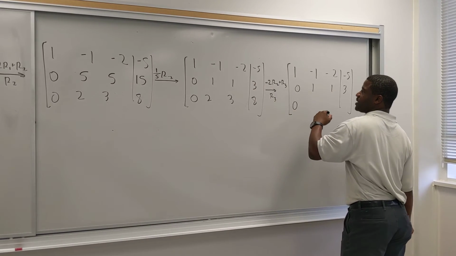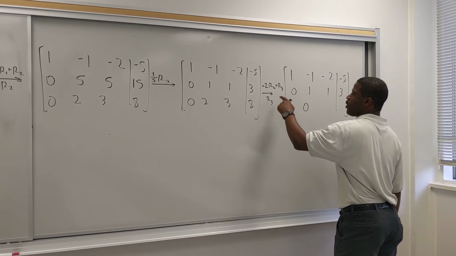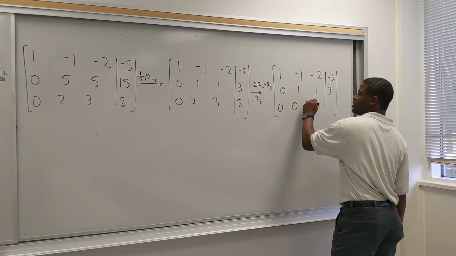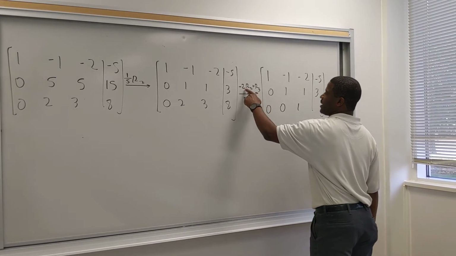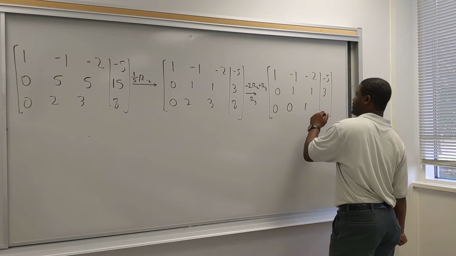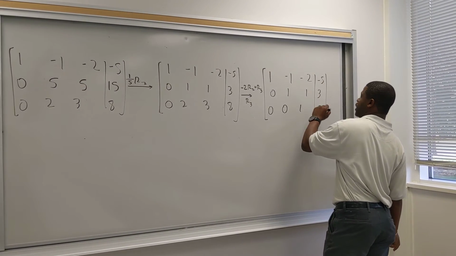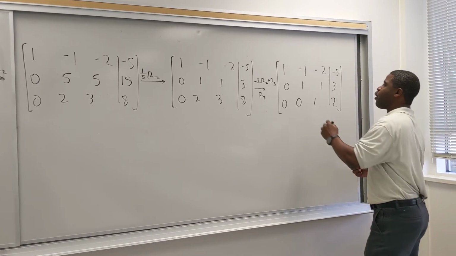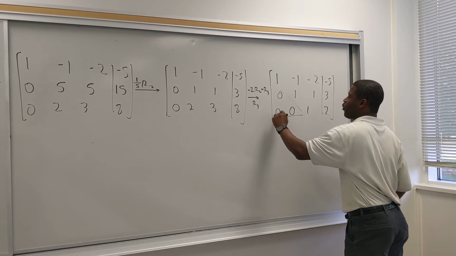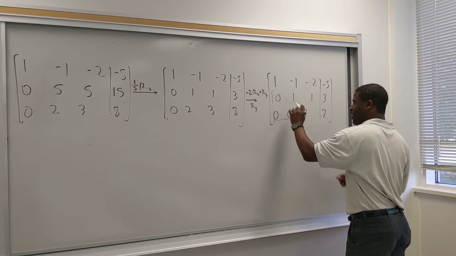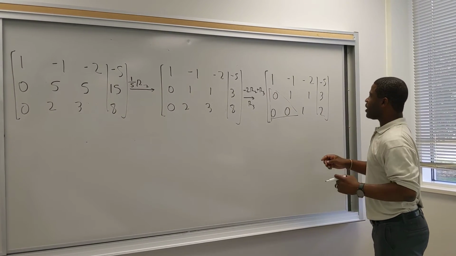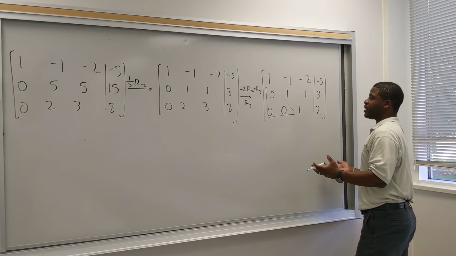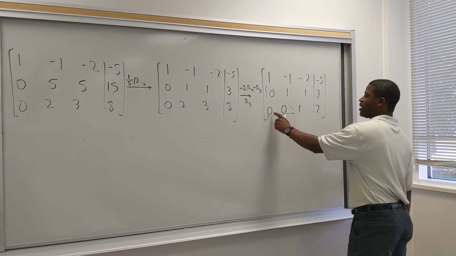-2 times 1 is -2 plus 2 is 0. -2 times 1 is -2 plus 3 is 1. And -2 times 3 is -6 plus 8, which is 2. Now, we have row echelon form. All right? We have that triangular matrix that we're looking for. So now, we've pushed ourselves down so we can back substitute ourselves back up.